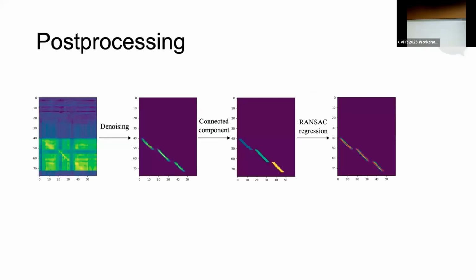In this slide, we show the whole process of denoising and post-processing. The matching segments of the similarity map become very clear after denoising, and multiple segments are more easily identified after the connected component algorithm. And finally, we use the RANSAC algorithm to obtain the specific locations of these segments.